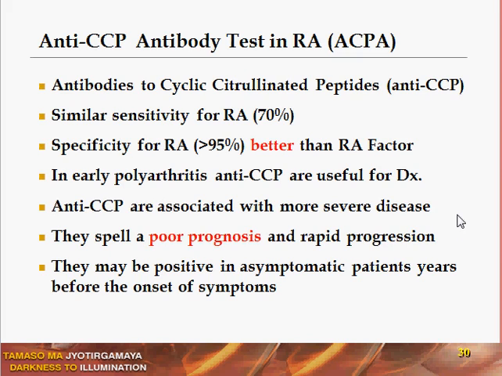A patient having anti-CCP and rheumatoid factor will have a much faster downhill course, and he will present with severe manifestations. They spell a poor prognosis and rapid progression. They may be positive in asymptomatic patients years before the onset of symptoms. So, anti-CCP has got another role. It can predict who are going to become candidates for rheumatoid arthritis. So, this particular antibody is positive years before the rheumatoid arthritis manifestations, either acute or chronic, develop.